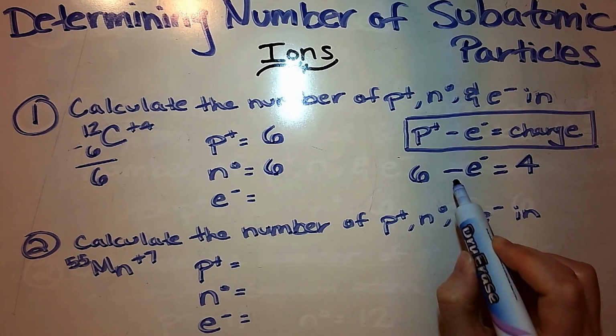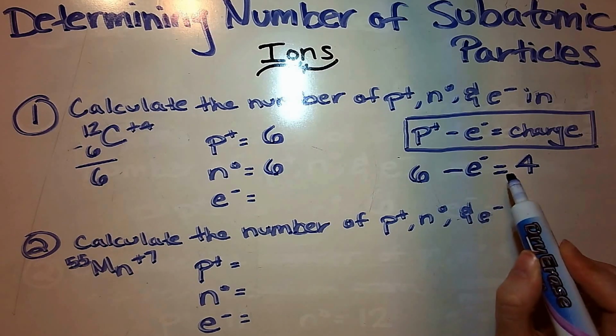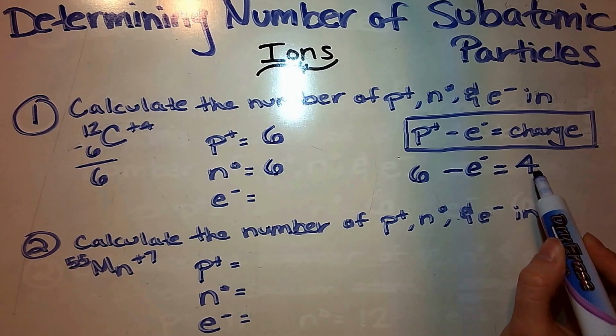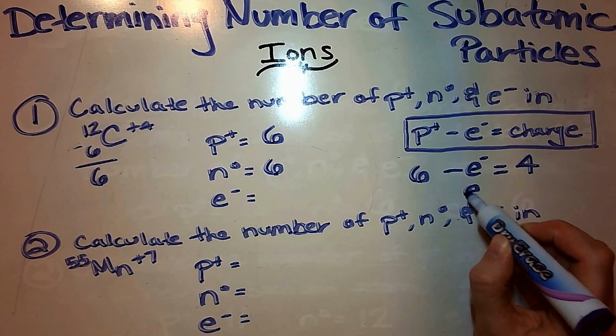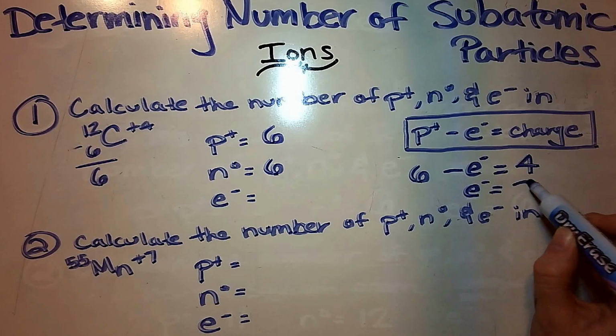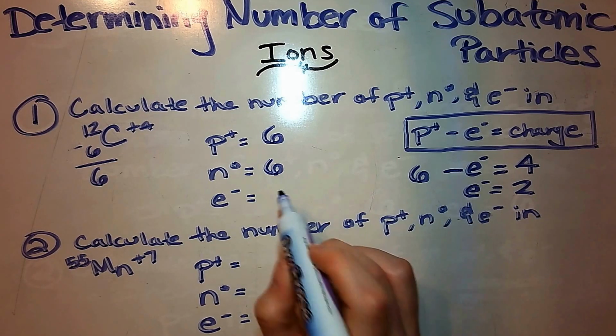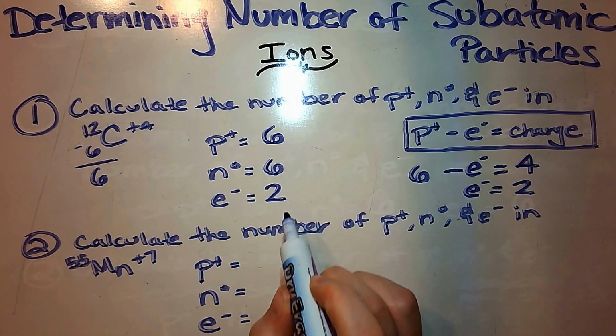So now 6 minus what will give you 4? And our answer should be that your number of electrons is 2. So I only have 2 electrons.